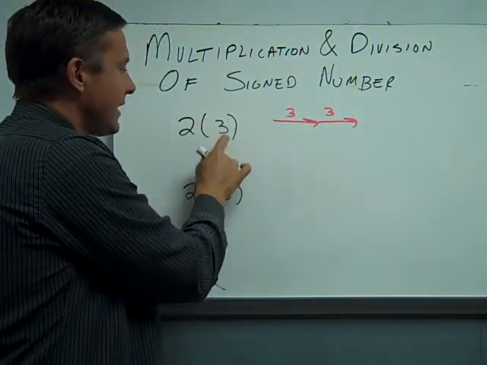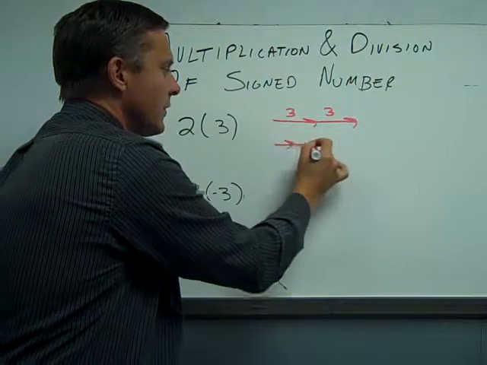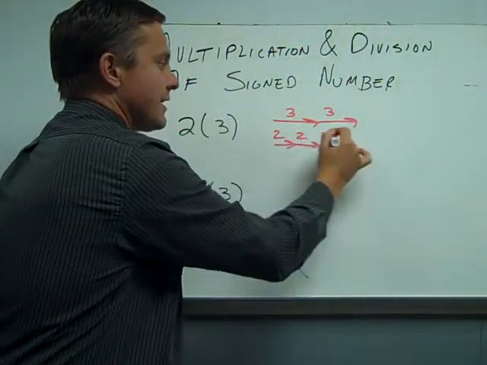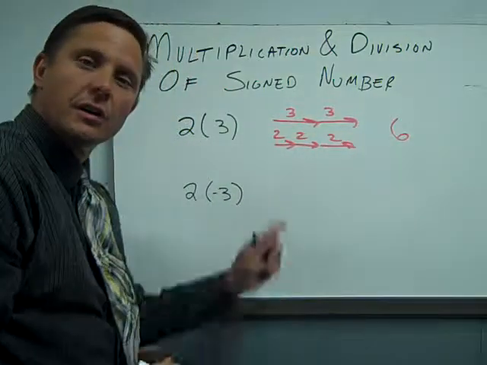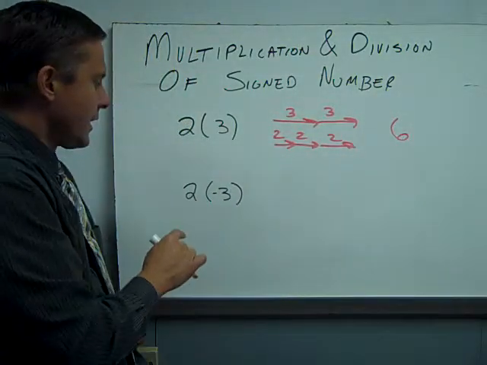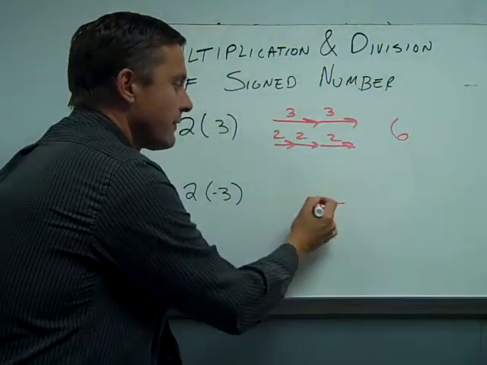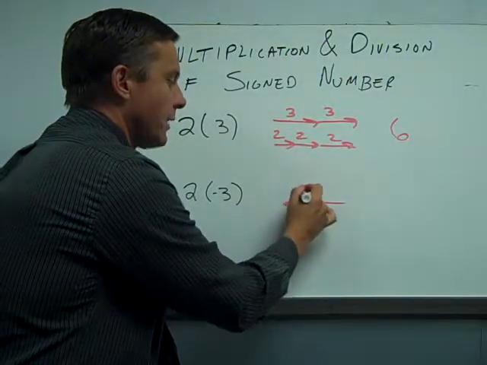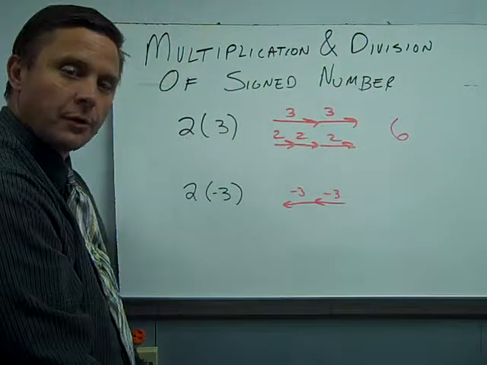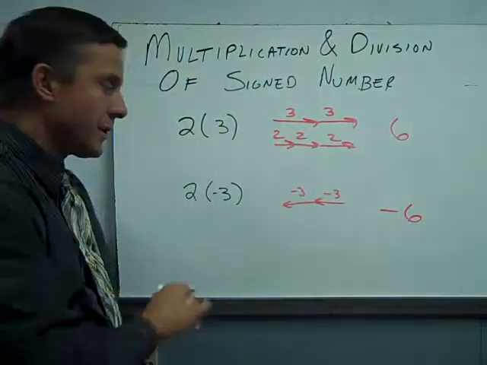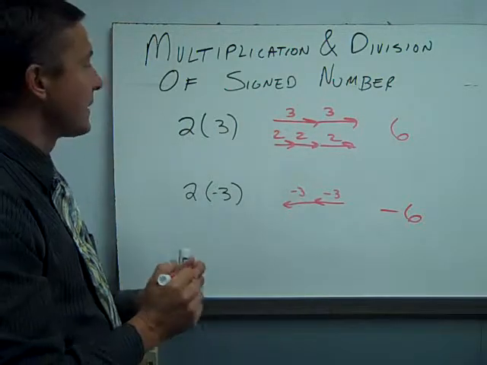Or you could say, I could do 2, 3 times and get 6. Both ways work. Now, 2 times negative 3, well, you probably could picture that. Do negative 3 twice. Well, negative 3 plus negative 3 is negative 6. 2 times negative 3 is negative 6.